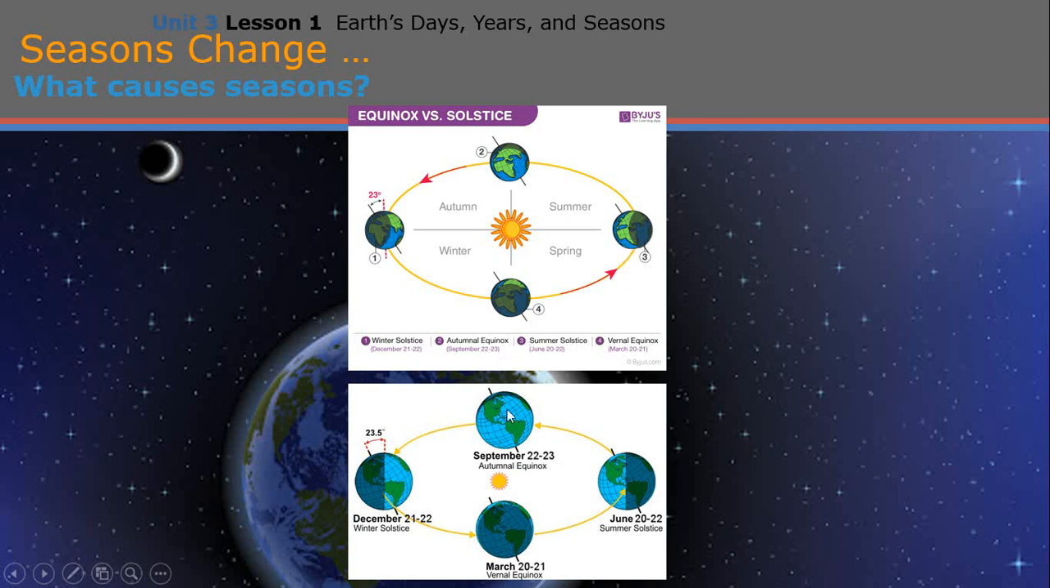On the other picture, you see the winter solstice happens on December 21, 22. The vernal equinox, or March equinox, happens on March 20 or 21. June 20 to 22 is the summer solstice, and the autumnal equinox, or the beginning of autumn, happens on September 22 and 23.